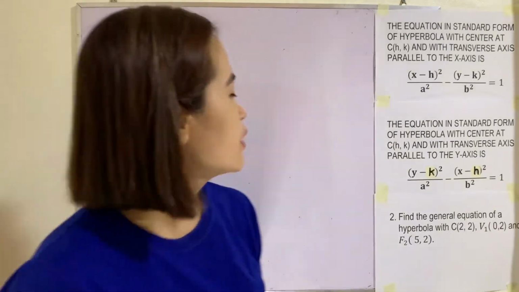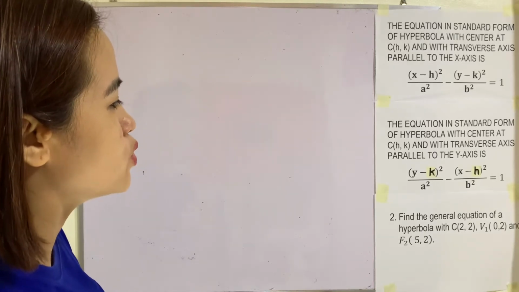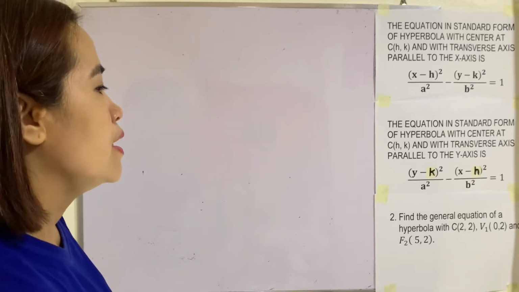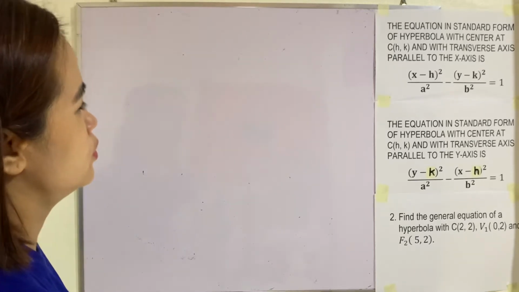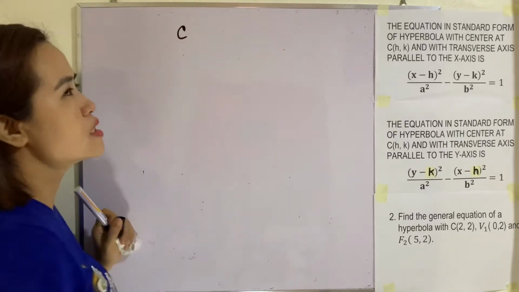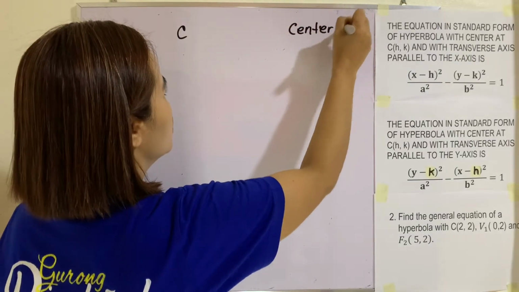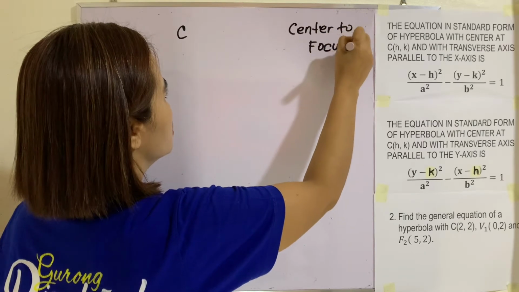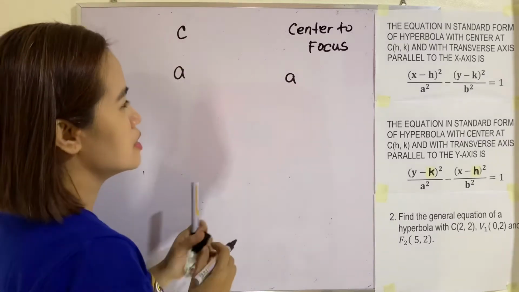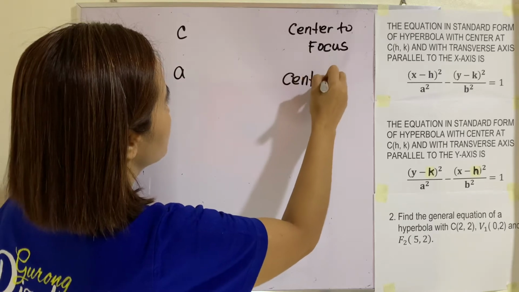Example number 2. Find the general equation of a hyperbola with center at (2, 2), vertices V1 (0, 2), and focus F2 (5, 2). Okay. So we know that C is the distance from center to focus. And we know that A here is the distance from center to vertex.